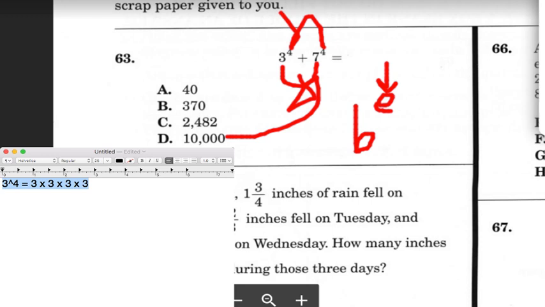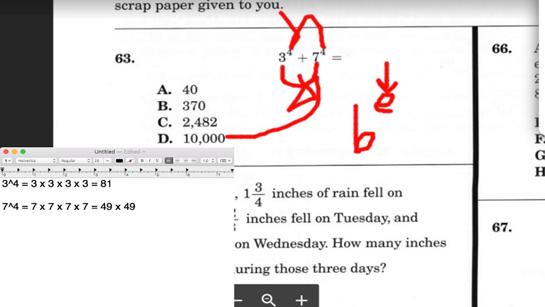Alright, there we go. So that's 9 times 9, and that's 81. So we're going to have 7 to the 4 the same way, equals 7 times 7 times 7 times 7. So we're going to basically get 49 times 49.